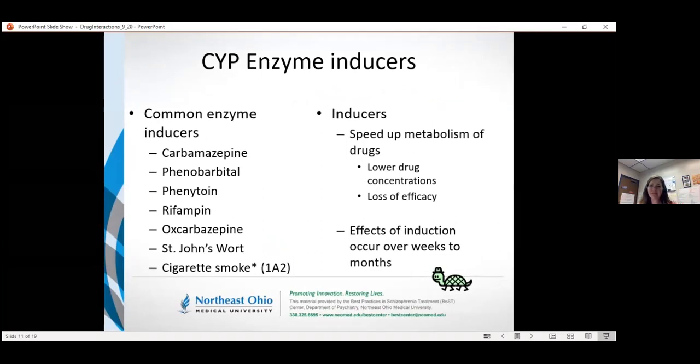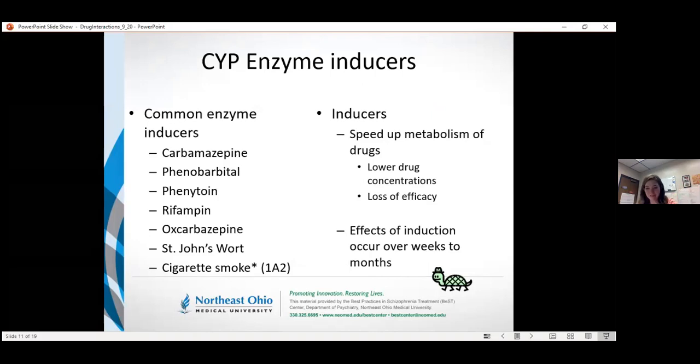So with this in mind, here are some examples of common inducer medications. So things like some of our seizure medicines: carbamazepine is your Tegretol, phenytoin could be your Dilantin, oxcarbazepine is your Trileptal. So if they're exposed to these, then they may make more of those factories.